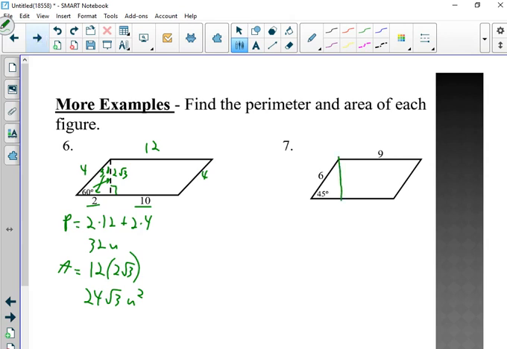This is 6. So this is 45, 45, 90. The hypotenuse, we're trying to find this right here. So that's 6 divided by root 2. We rationalize. So that's 6 root 2 over 2, which simplifies to 3 root 2. So the height is 3 root 2.